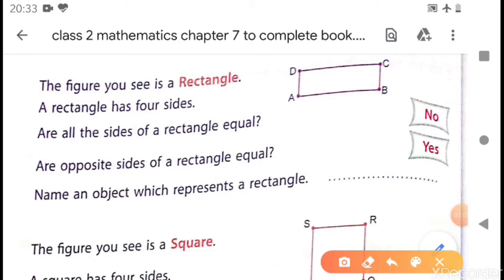Now you can see there are 4 sides. 1, 2, 3 and 4. Or any side you can take as 1, 2, 3, 4. But there are 4 sides. Now, are all the sides equal? Just by seeing, you can say that all the sides are not equal.